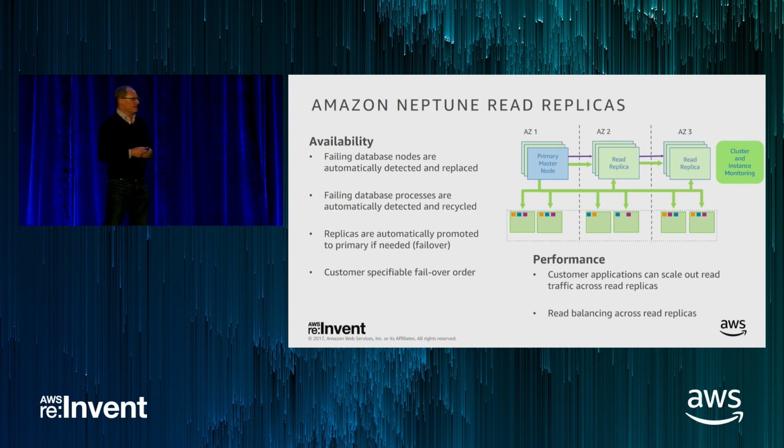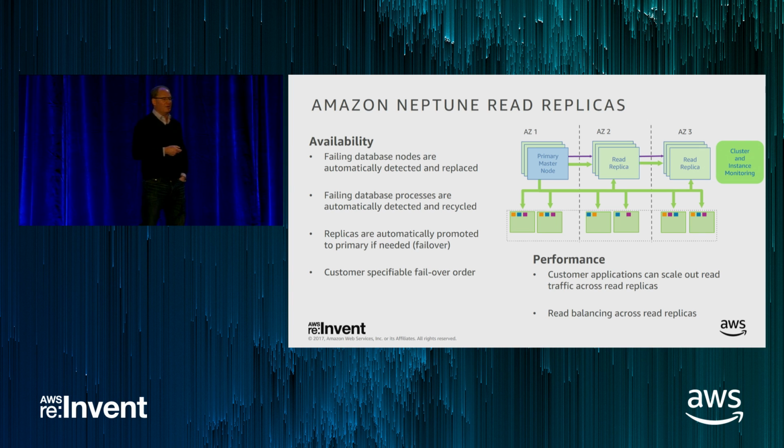So next, let's take a look at the database layer. Neptune supports up to 15 read replicas. And there's a system that's continuously monitoring the instance health. And if any problems are detected, if a node goes down or if a process goes down, Neptune can actually automatically fail over to one of the replicas and then patch and replace the problem node.